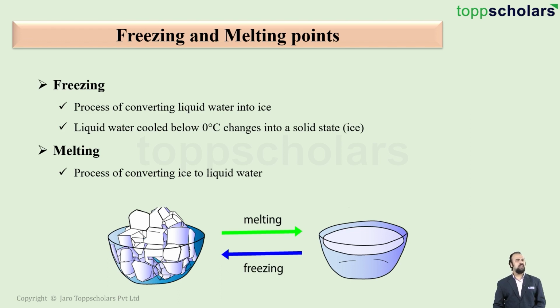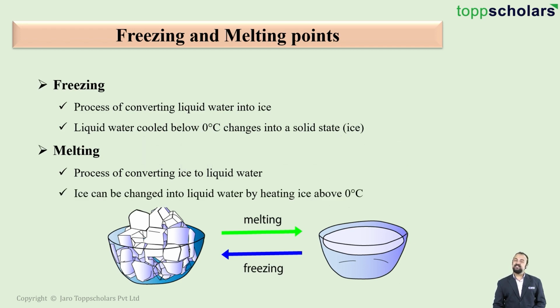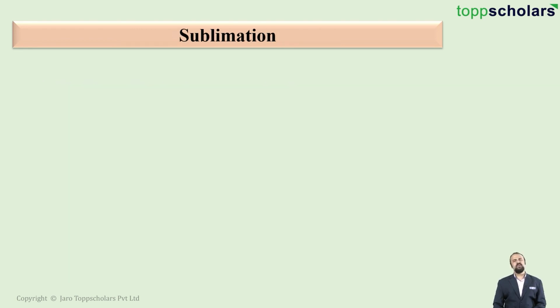So, can you tell me how will we melt the solid ice? Yes, students, the ice can be changed into liquid water by heating it above 0 degrees Celsius. So as we see, these two processes are antagonistic to each other. Moving on, now let us talk about a very important phenomenon, that is sublimation.